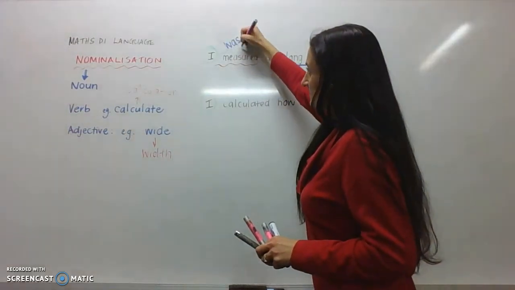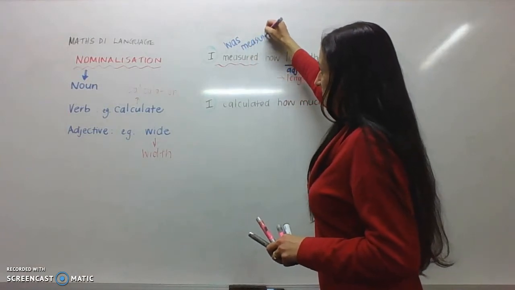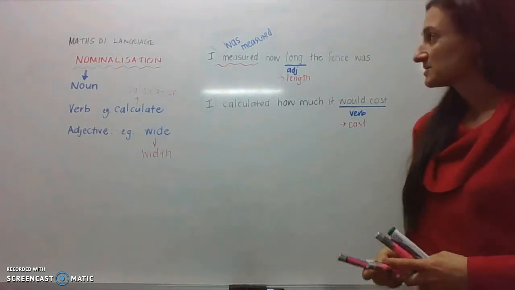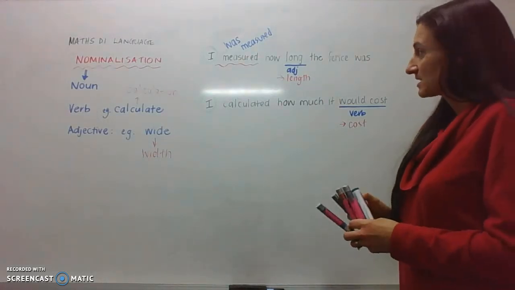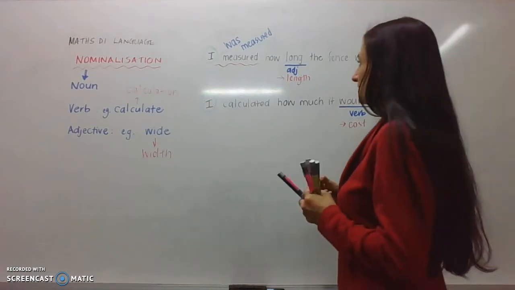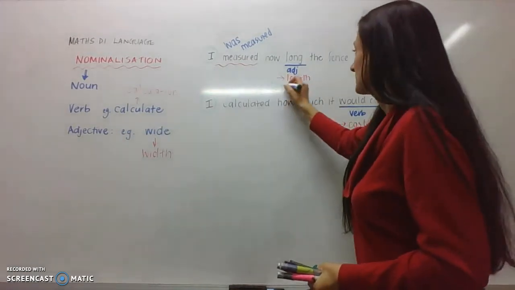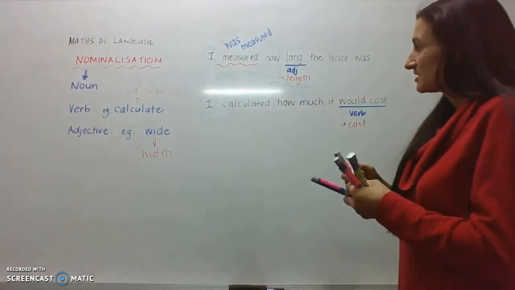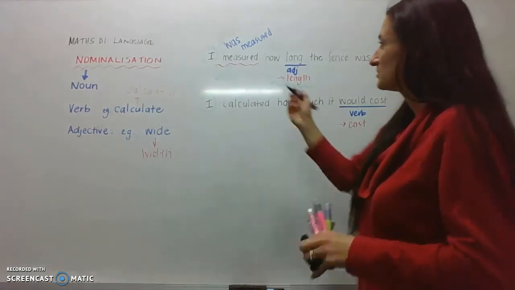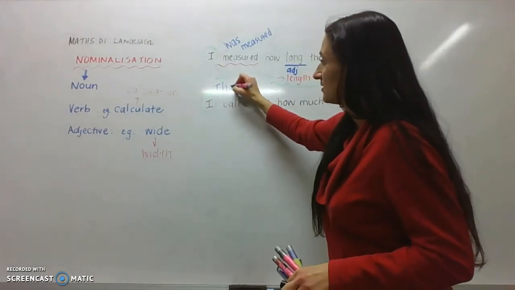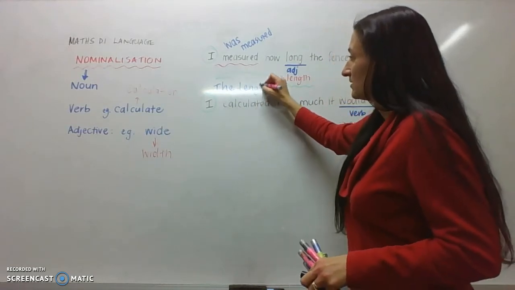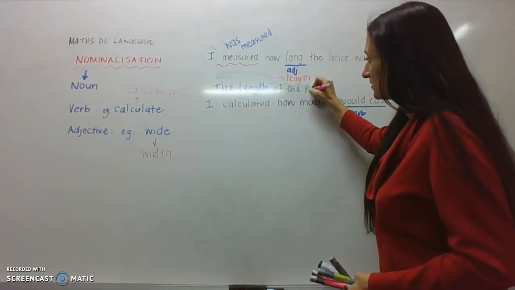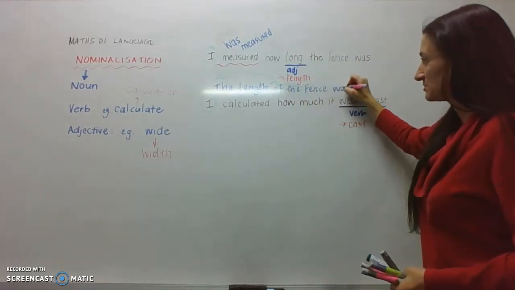was measured. And you'll remember also that the object becomes the new subject. So the object in this case is my new nominalisation, which is length. And I'm going to put that at the front of my sentence. So I now end up with a new sentence, which is the length of what? Of the fence was measured.